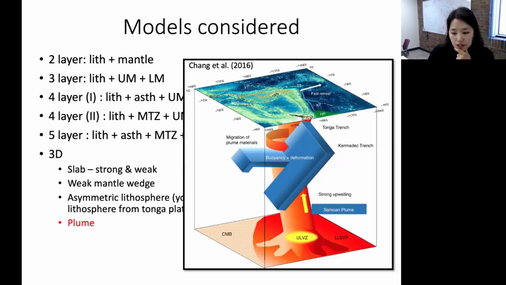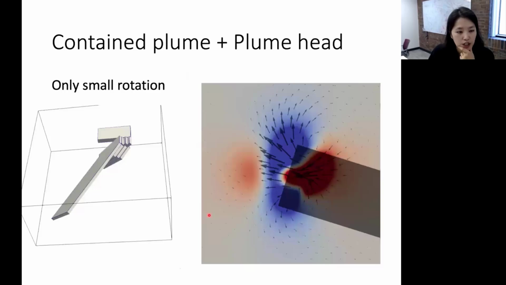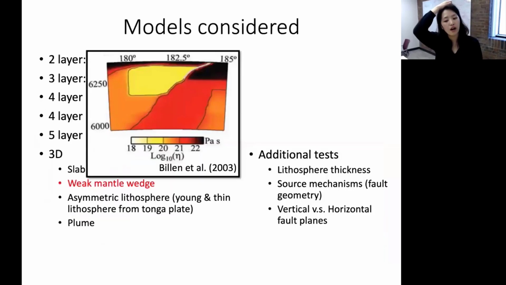For example, this is a crude version of it, and it's hard to see, but these short gray boxes are trying to represent the plume, a weak viscosity zone. And again, it didn't fit the data better. So yes, we did try to consider other known structures in the system, but so far we haven't found a 3D structure that would improve our fit. Yes, thanks for asking that.